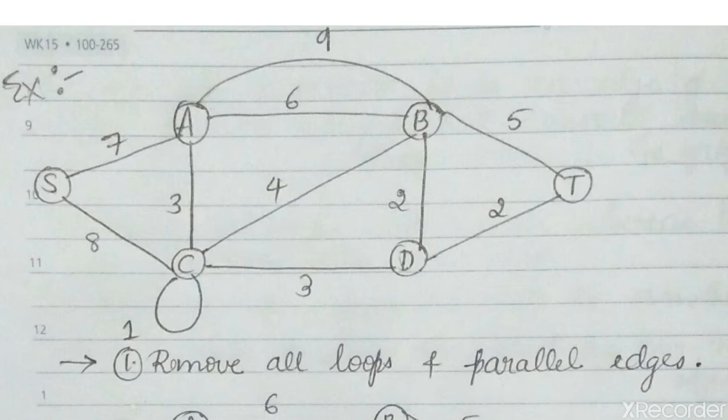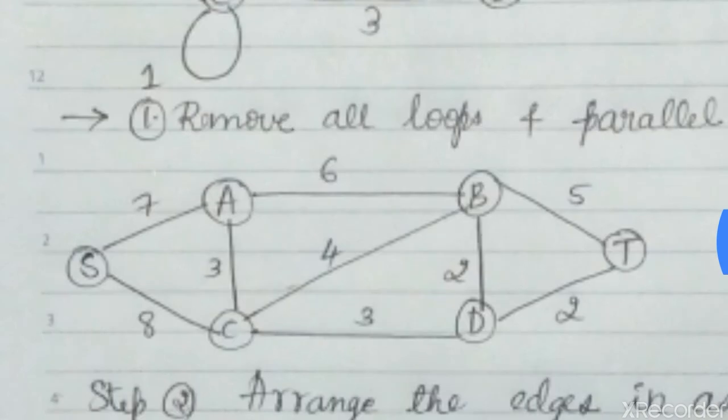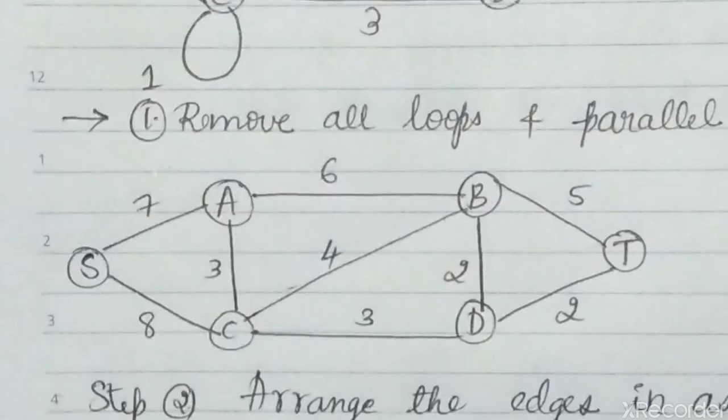Next, also remove the parallel edges. Parallel edges are, again, if you have more than one edge between two vertices, you have to reject the extras. You should keep only the one with the minimum weight. Here you have 9 and 6, so you have to reject 9. After that you get this particular graph. This is the clean graph. Now you can apply Kruskal's algorithm.